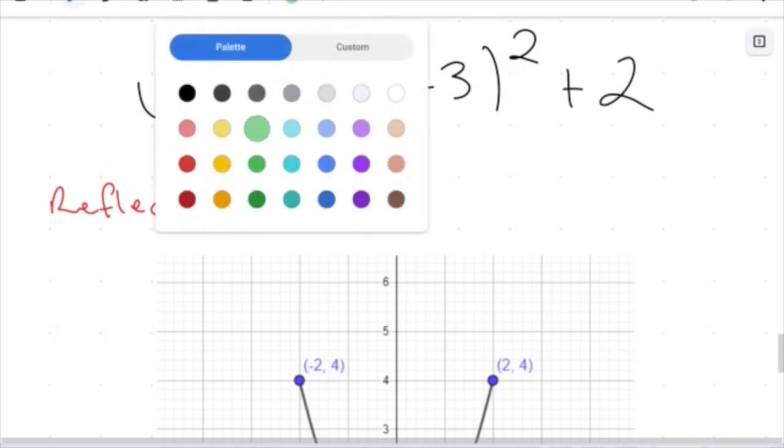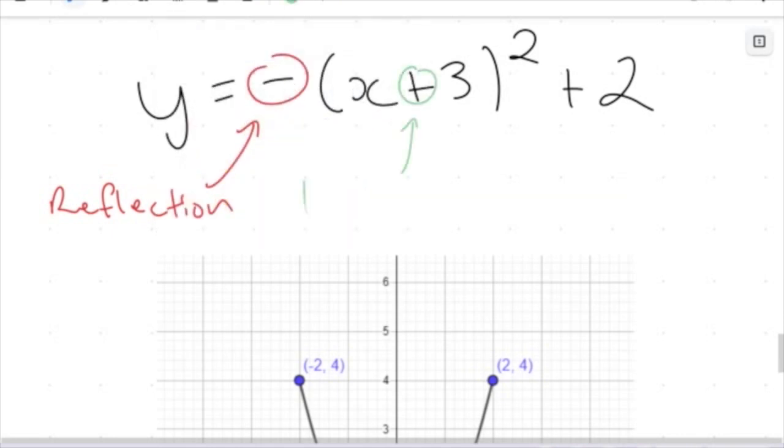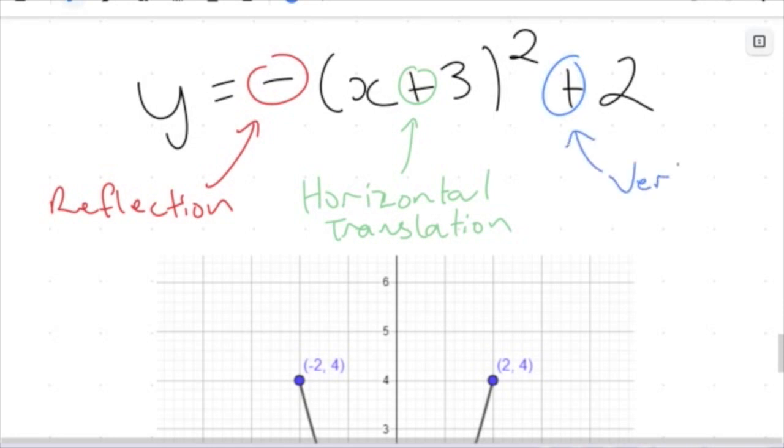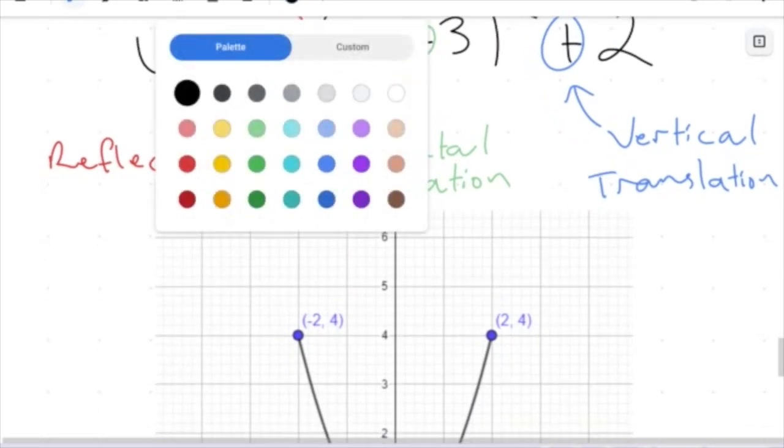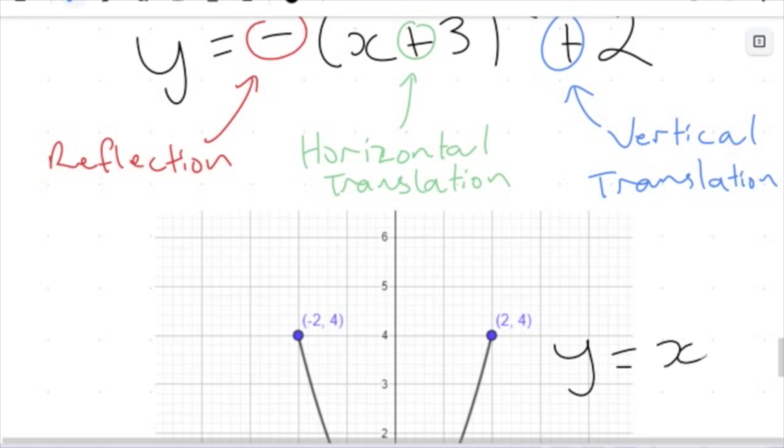I have a horizontal translation happening. And I have a vertical translation. Okay, so I have 3 different transformations I'm doing here. So this is going to require us to be really careful when we start drawing this out.